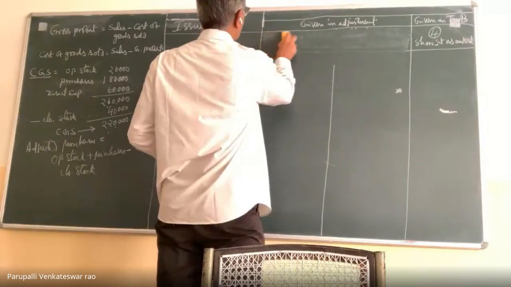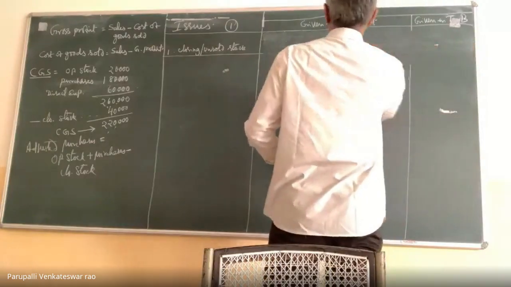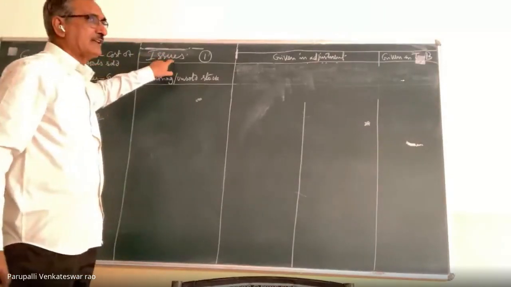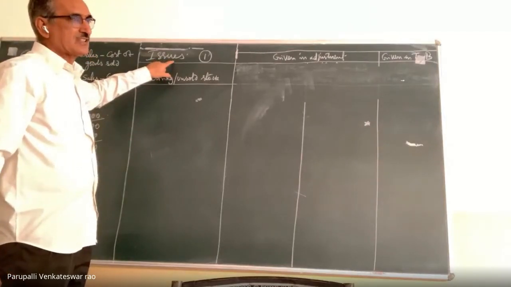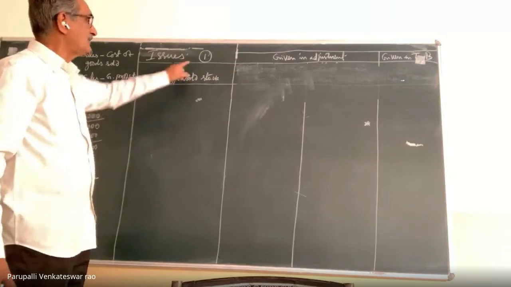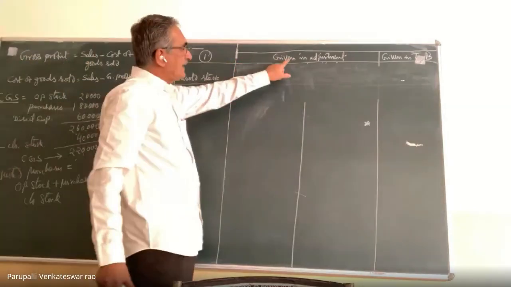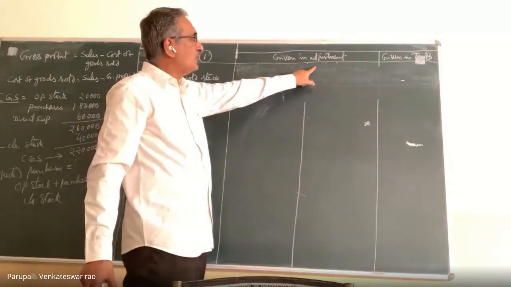So I will repeat again. Write here issues, number one. Issues means salaries payable, prepaid insurance, closing stock, bad debts. Like that I will give the issues here. Issues, this is column number 1. Next one, given in adjustments. This you take more space.